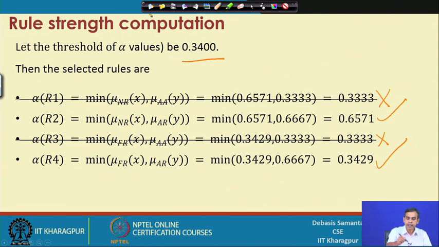So, this is the task up to the fuzzy inference engine. The fuzzy inference engine consults the rule base for a given input and selects the rules according to relevancy, and from the relevant rules it again computes the rule strength. Based on the rule strength computation and the threshold value, we select the final rules. Those will be used to calculate the output of the fuzzy system.